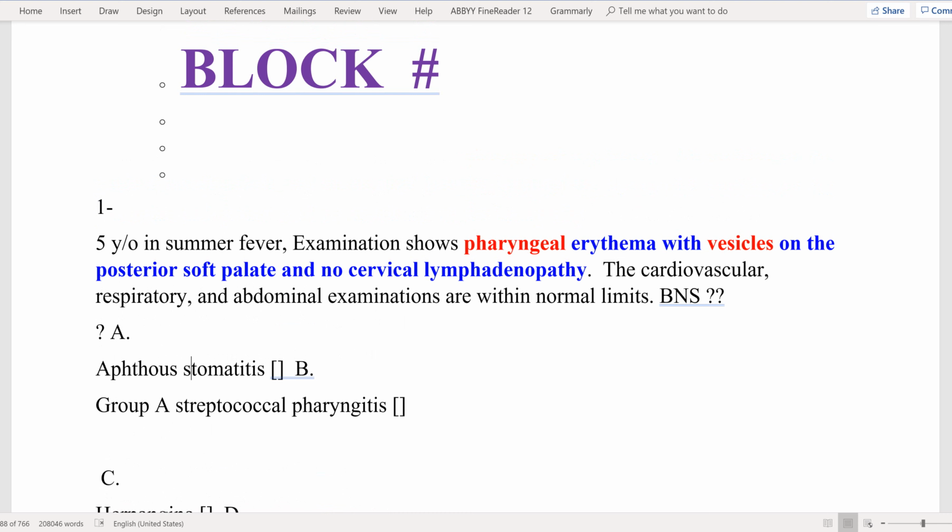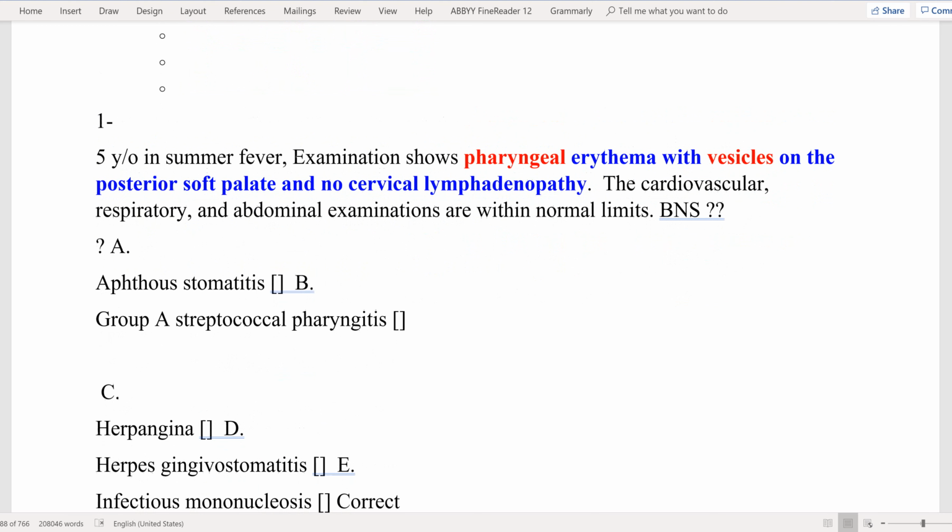Another important differential is the herpes. Herpes is also anterior. Herpes is vesicle and ulcer on the anterior oral mucosa and around the mouth. That's the only difference. This one anterior and the herpangina posterior.